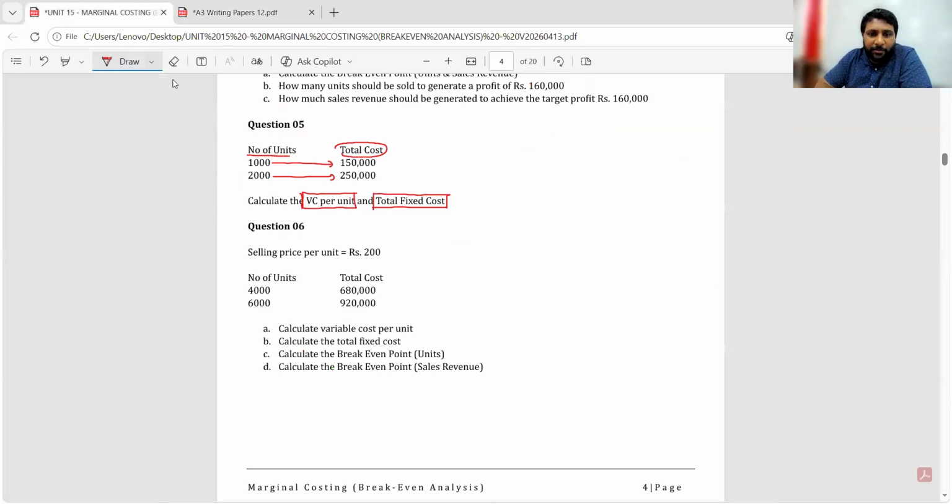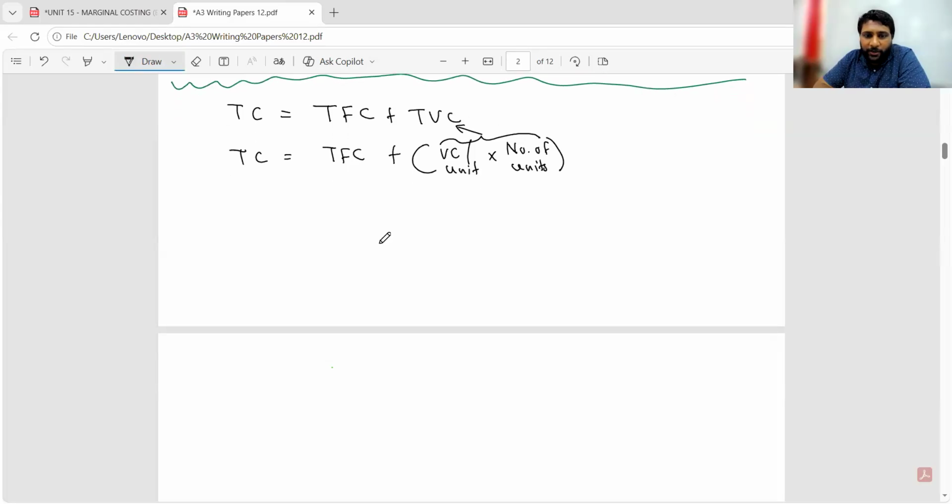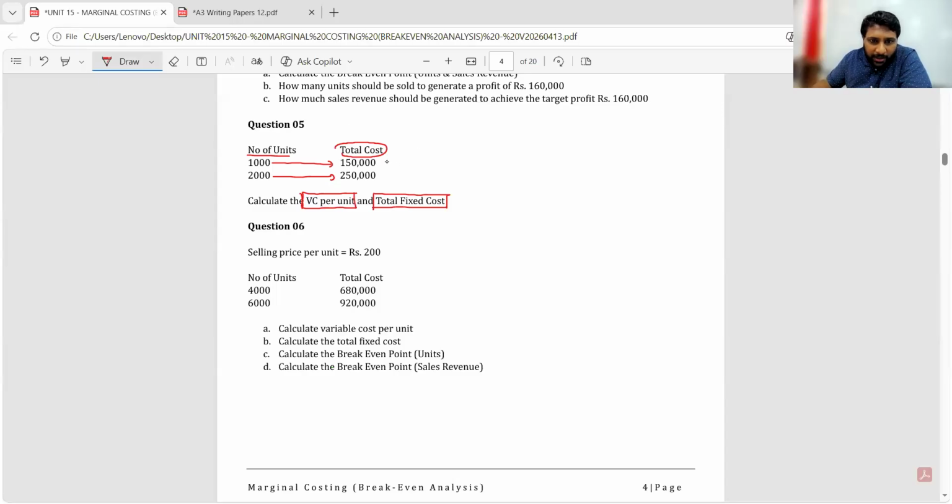Now in this question, they're asking us to calculate the variable cost per unit. How to calculate it? We can take the variable cost per unit by dividing the difference of the total cost by the difference of the number of units. So what's the difference of the total cost? 100,000. The difference of the number of units is how much? 1000. Understand?